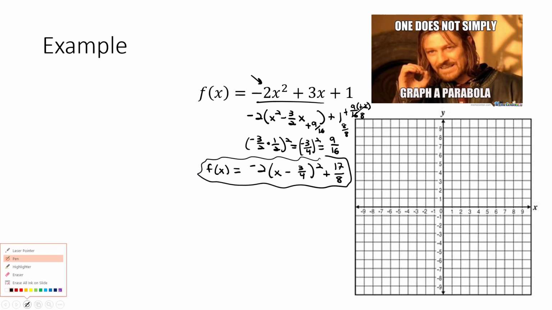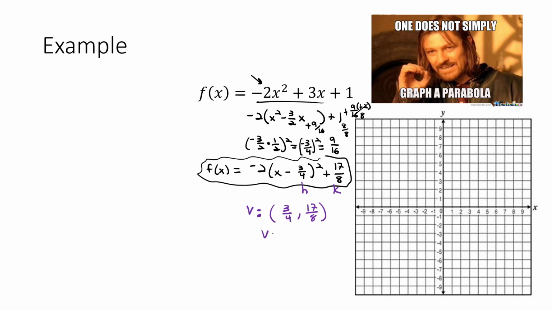So we can jump ahead at this point and say it's really easy to see that the vertex is at the point h comma k. We take the opposite of h, which is 3/4, and k is 17/8. Which as a decimal would be, to make it easier to graph, 0.75 comma 2.125. So graphing that at 0.75, 2.125, right about there is going to be our vertex.